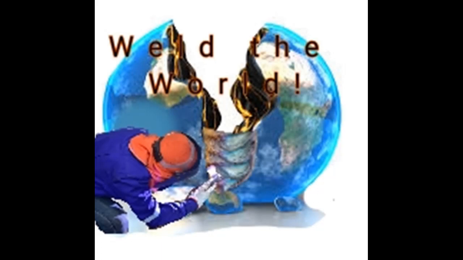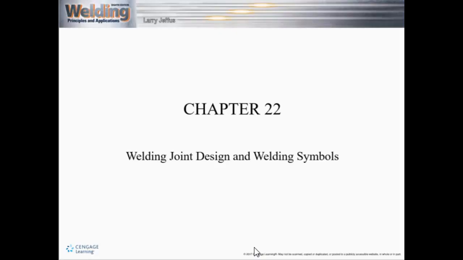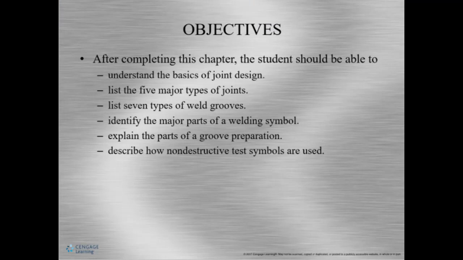This is Ms. V, and we're here to talk about weld joint design, welding symbols, known as blueprint reading. So, we're going to be talking about a couple of different things. We're going to talk about basic types of joints, types of groove welds, symbols, what joint preparation or edge preparation is, and non-destructive symbols.